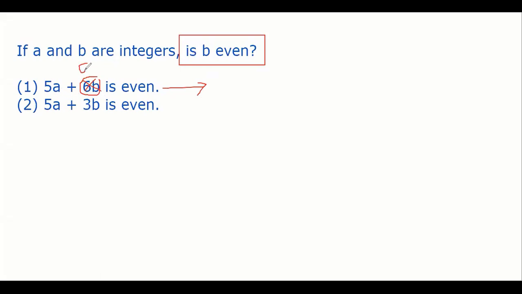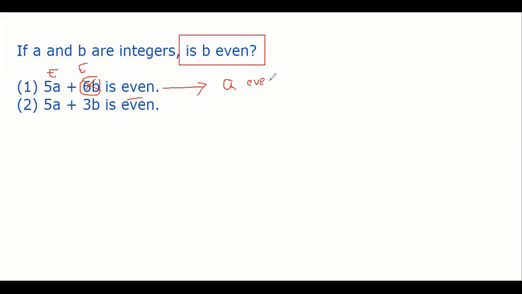So this will be even. If this is even, then this has to be even, right? Then only our overall term is even. So 5A is even. It can happen only when A is even. So from the first one, we only know A is even. The information we got from statement 1 is that A is even.